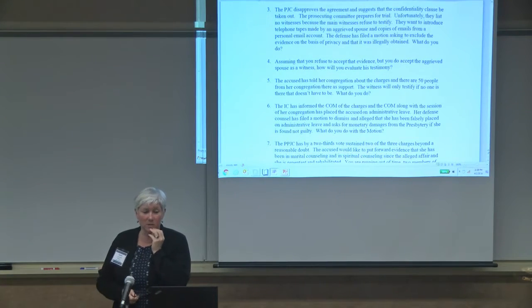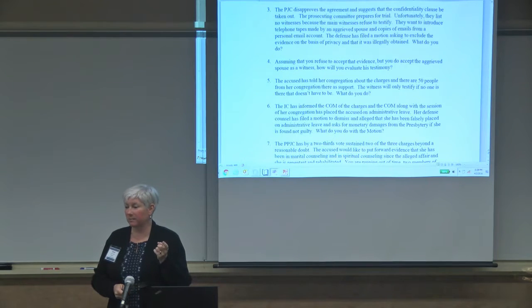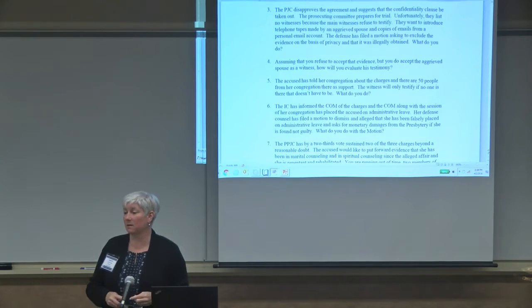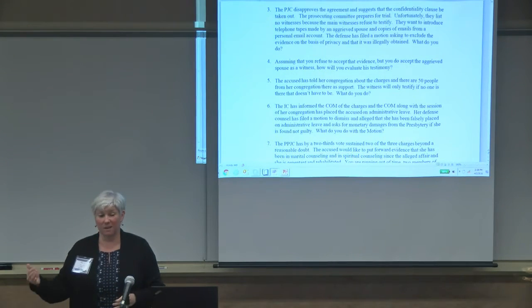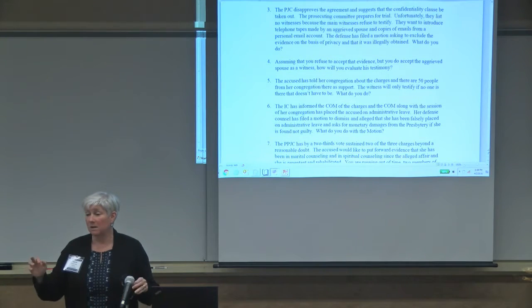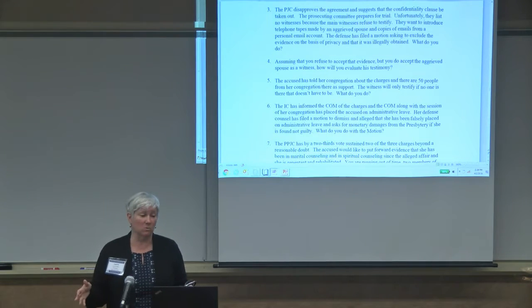You can certainly close it. The moderator doesn't get to make that decision on their own. This is a 2/3 vote by the PJC. This is the only time that you need a 2/3 vote other than the actual decision in a disciplinary case or the acceptance of an AFR agreement. So all other decisions you make by majority vote.